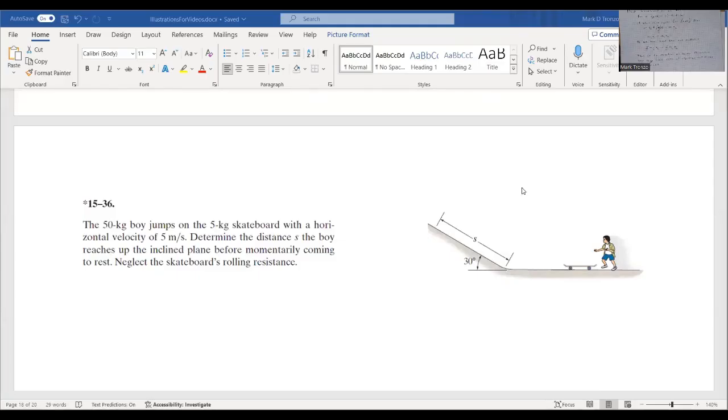Next, let's take a look at this problem. This is 15-36. The 50-kilogram boy jumps on the 5-kilogram skateboard with a horizontal velocity of 5 meters per second. In other words, the boy is moving at 5 meters per second when he jumps on the skateboard. Determine the distance s the boy reaches up the inclined plane before momentarily coming to rest. Neglect the skateboard's rolling resistance.